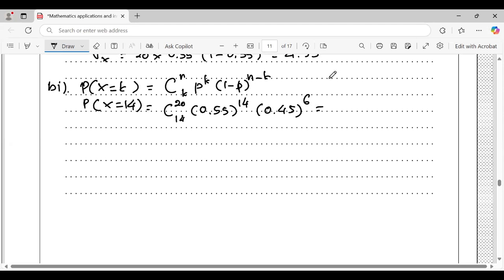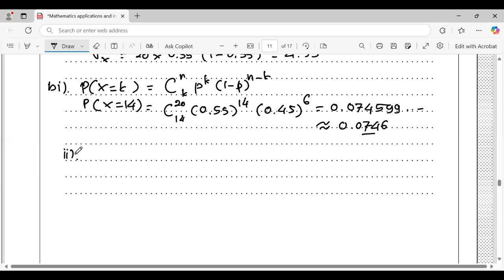And through the calculator, you can find this number, 0.074599, or rounded off, 0.0746.